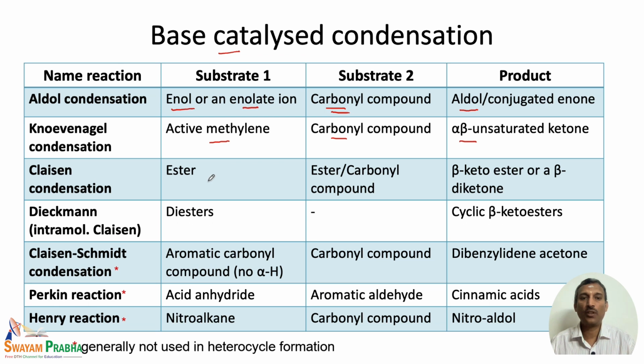The condensation of esters with esters or carbonyl compounds, leading to the formation of beta ketoesters or a beta diketone, is called the Claisen condensation. When the same reaction happens intramolecularly, we call that a Dieckmann reaction. Here we have a cyclic beta ketoester as the final product. And the Perkin reaction is a reaction between an acid anhydride and an aromatic aldehyde that gives a cinnamic acid. So, these are some of the reactions which are generally used in heterocyclic ring formation.